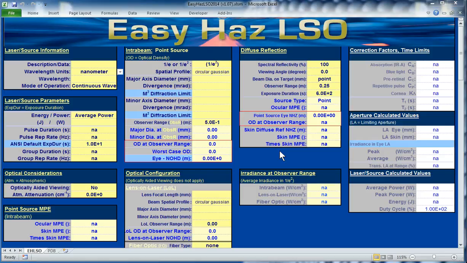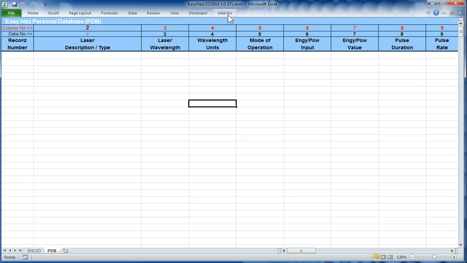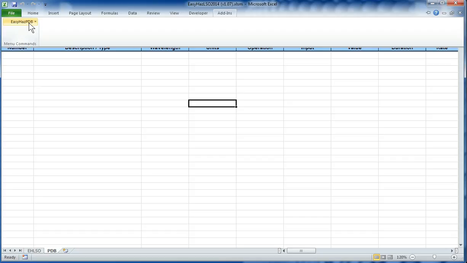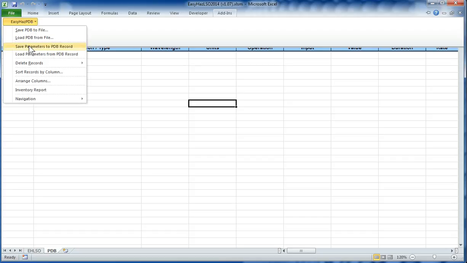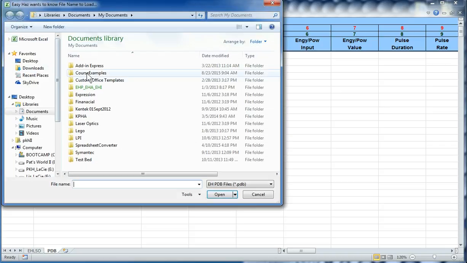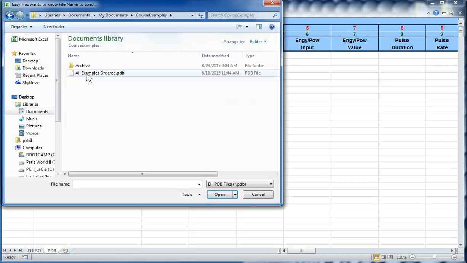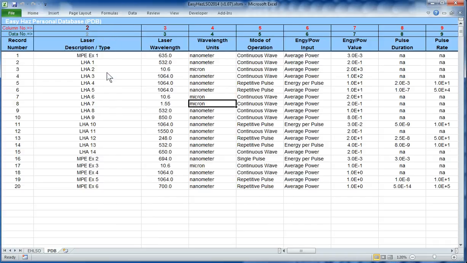Okay, let's get started with our next hazard analysis. This is going to be analysis number 8. We're going to go to our database and load it in. Come up to the menu, go to add-ins, EasyHas PDB, load PDB from file. We know that it's in our course examples, .pdb, that's the extension we're looking for. This is our database. So we load it in.